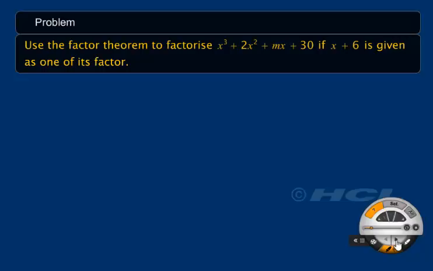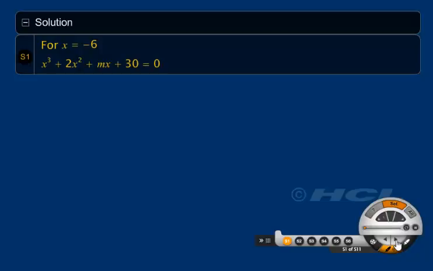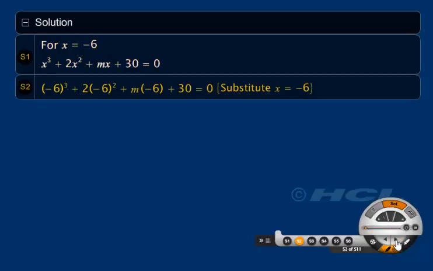Use the factor theorem to factorize the cubic x cubed plus 2x squared plus mx plus 30, given that x plus 6 is a factor. Since it is given that x plus 6 is a factor of the polynomial x cubed plus 2x squared plus mx plus 30, according to the factor theorem, x equal to minus 6 will satisfy this cubic polynomial. So before we factorize this polynomial, let us find the value of unknown m. Let us substitute x equal to minus 6 in the cubic polynomial.